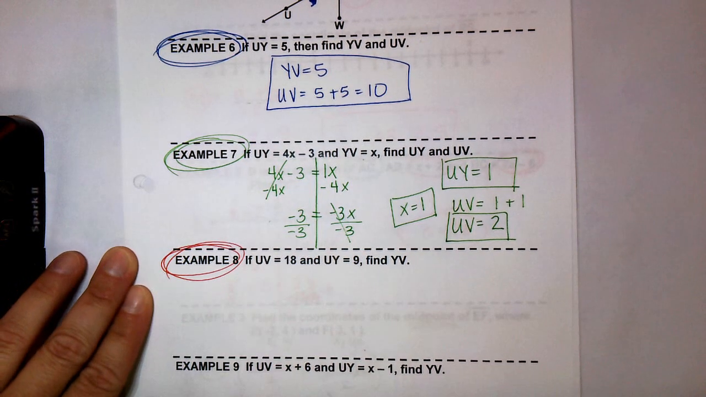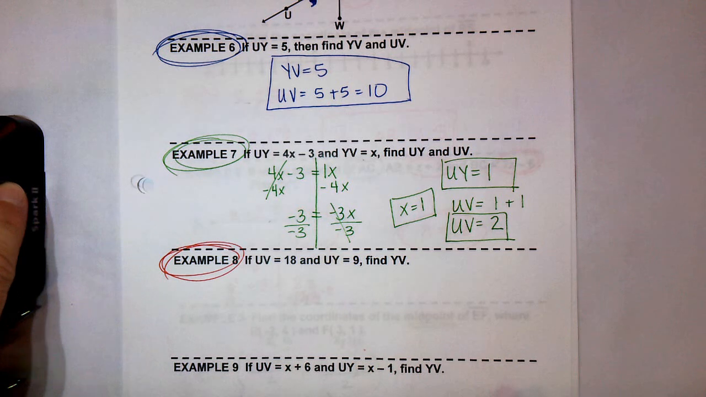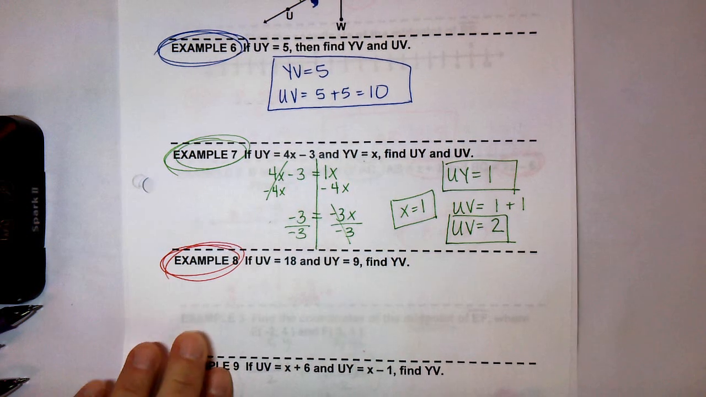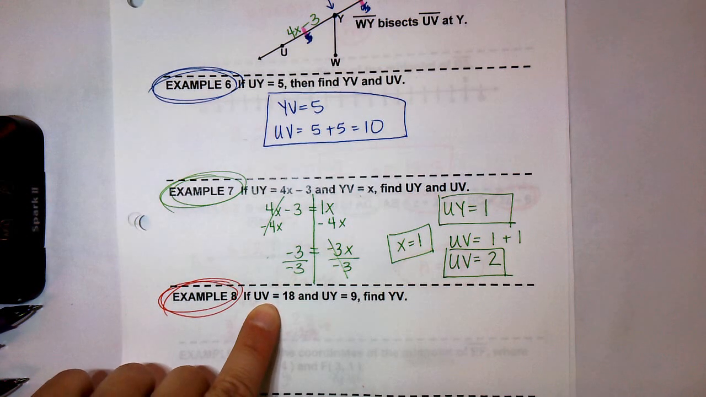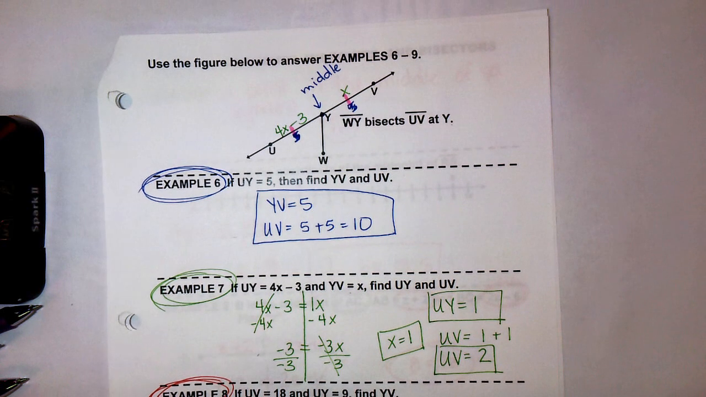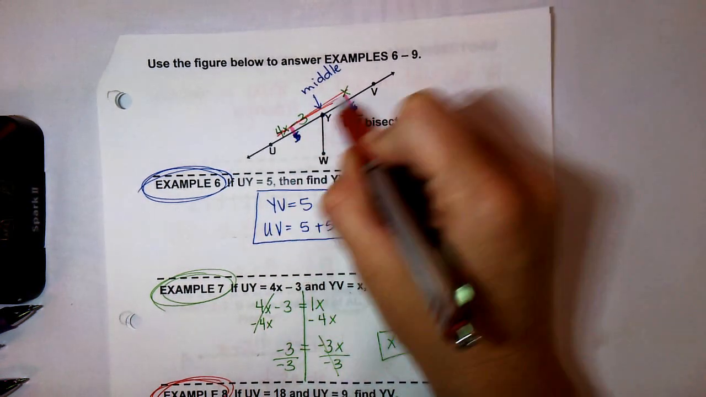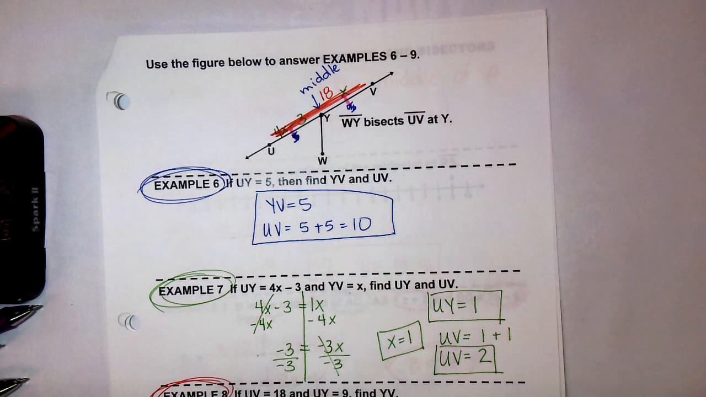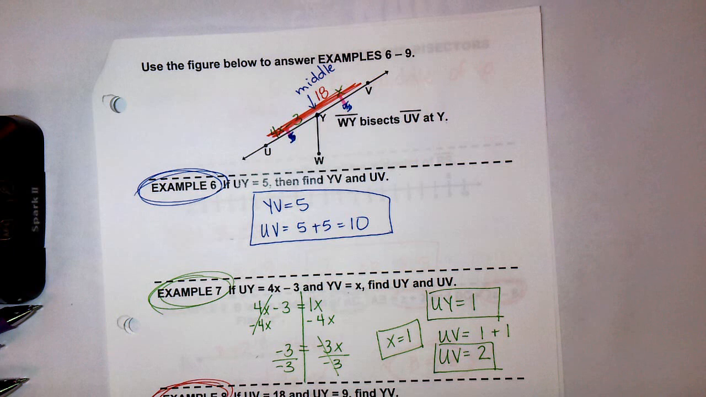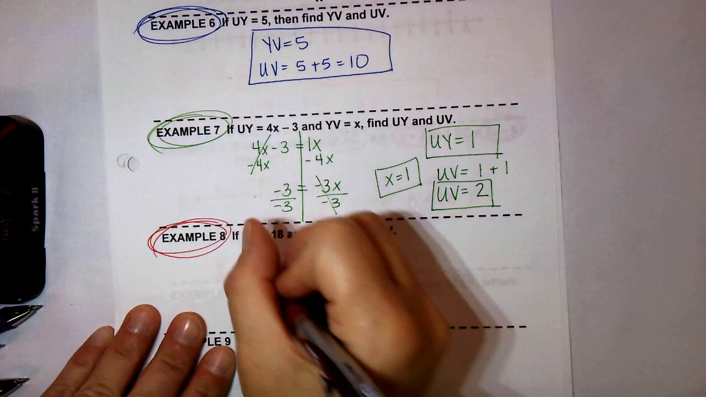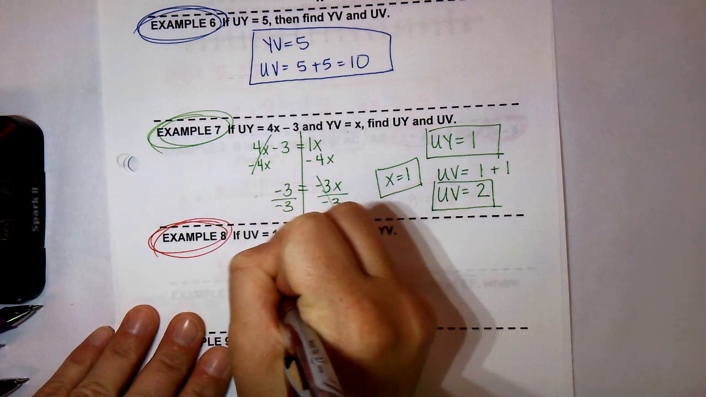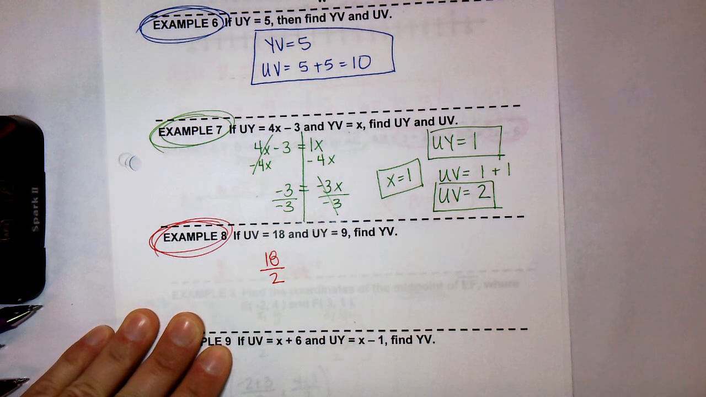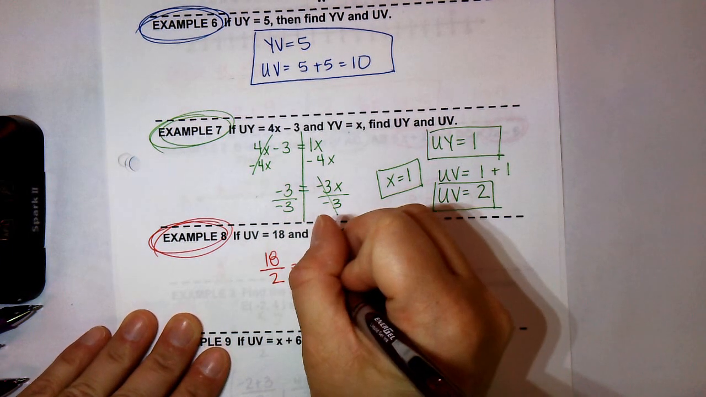Example 8 is going to be red. I'm going to zoom out so we can label. All right, this time they tell me UV is 18. So the whole distance is 18. This one's easy. I don't even have to go any further. If the whole distance is 18, what's one side? 9. Good. So you take the whole distance and just divide by 2 because it needs to be 2 halves. So each half is 9.